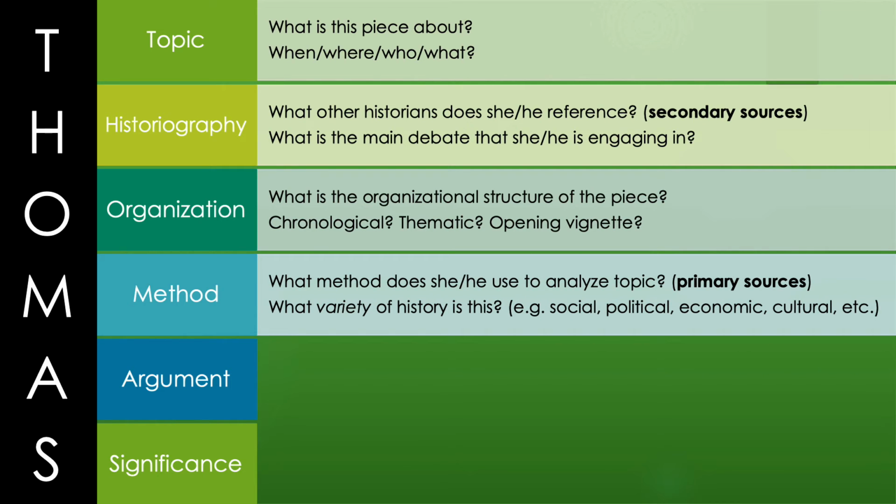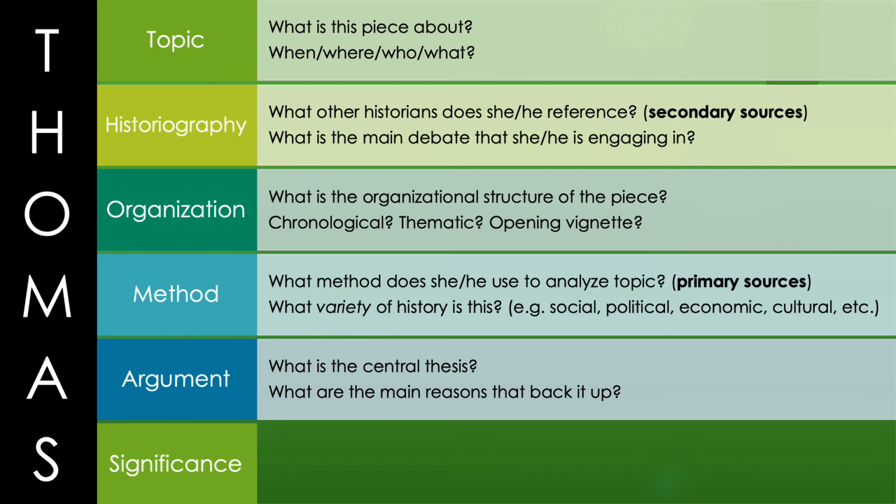Fourth is method or methodology. This is simply how the historian undertakes the argument that she or he is undertaking. Most of the time, you find this out by looking at the types of primary sources that the historian uses. As we discussed before, historians often use different types of primary sources, and the types of sources often lead to differences in arguments and perspectives. Ultimately, this will lead you to assess what variety of history the article is.